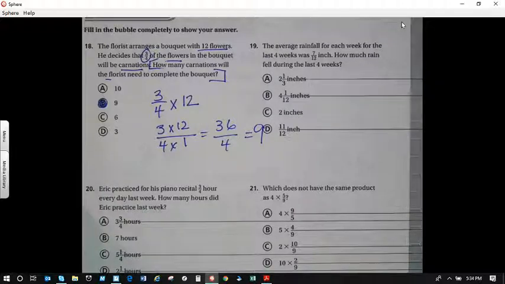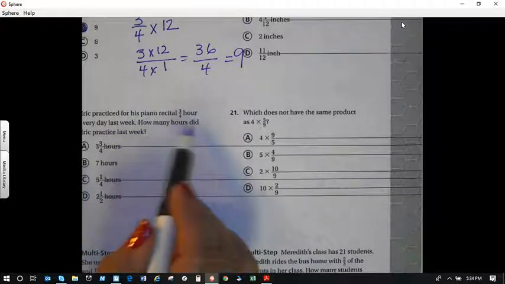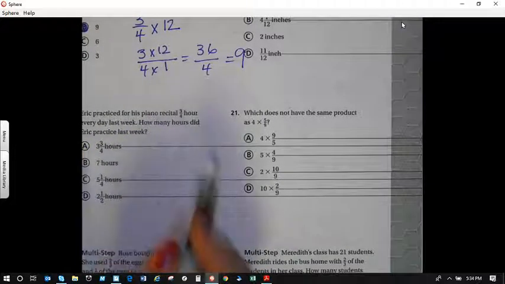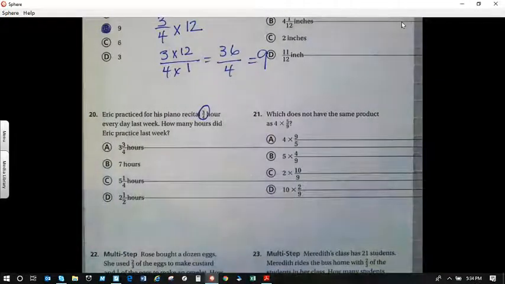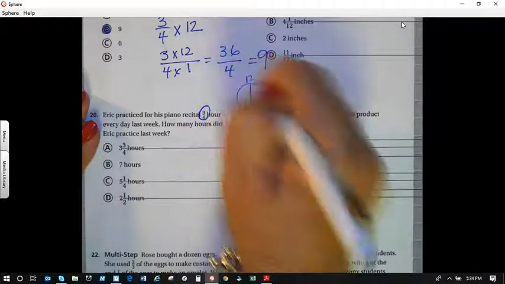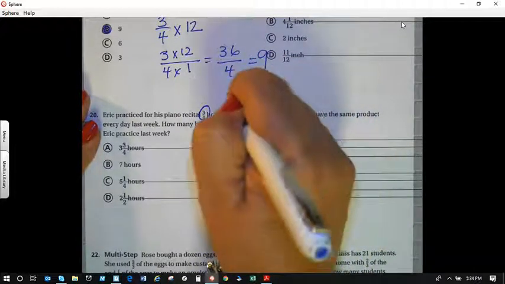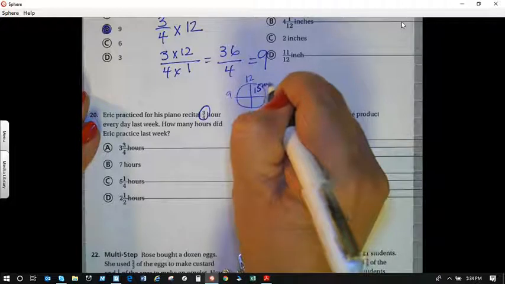Number 20, Eric practiced for his piano recital 3/4 of an hour each day last week. How many hours did Eric practice last week? So he practiced 3/4 of an hour. So almost a whole hour. He shorted himself 1/4 of an hour. And if I were to take my clock and split that up into 4 pieces, this is 12, this is 3, this is 6, this is 9. All right, so each 4th represents what? Yeah, 15 minutes. Isn't that pretty cool?